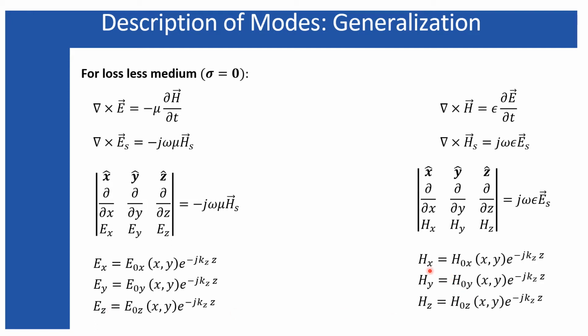Similarly, for the magnetic field also, each component propagates with a similar speed or similar wave number, but the transverse dependence, that is the H naught x along the transverse directions, may be different from each other. That means the x component of the magnetic field may be different from the y component and the z component. So these are the general assumptions while I analyze these equations based on the curl equations for the electric and magnetic field. Keep in mind that each of these components is propagating with the same kz or same velocity.